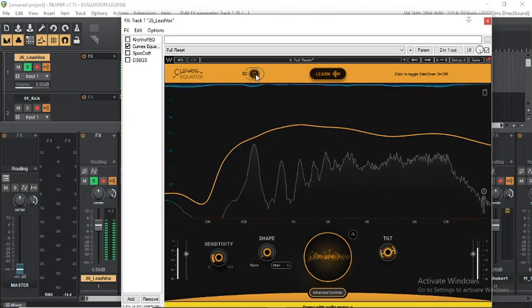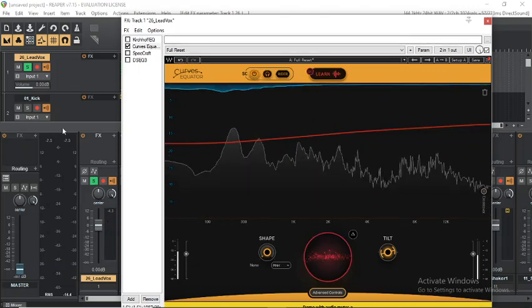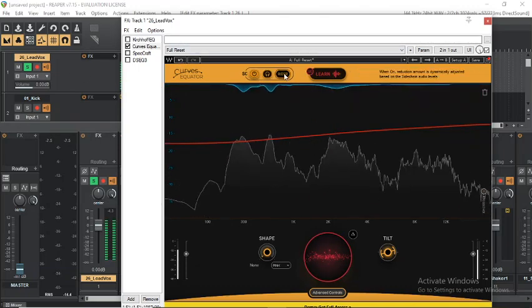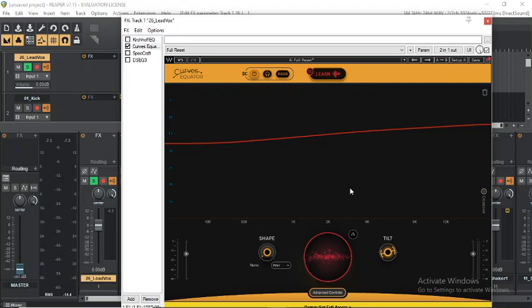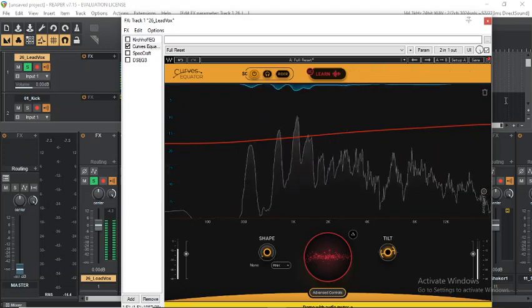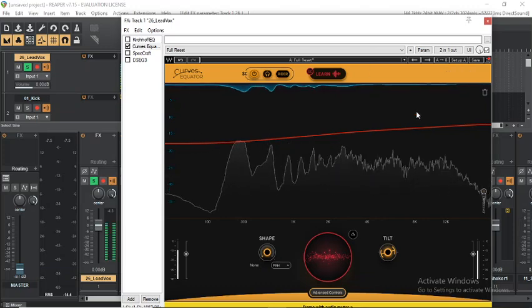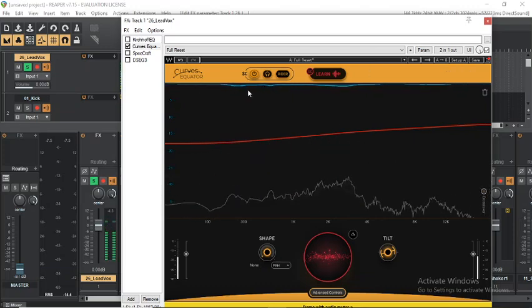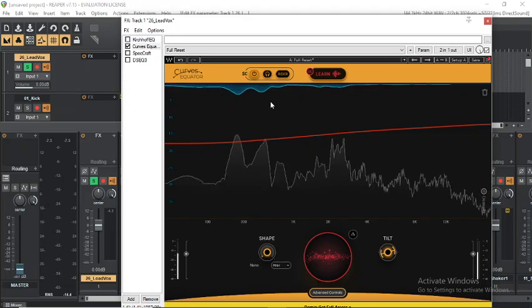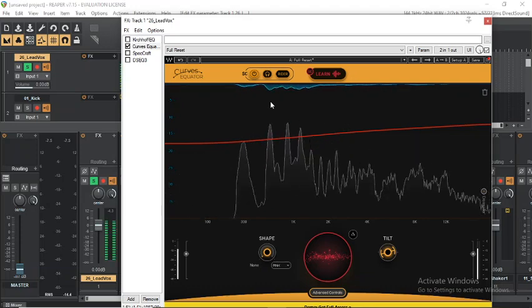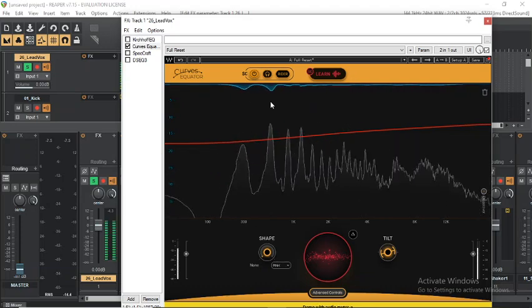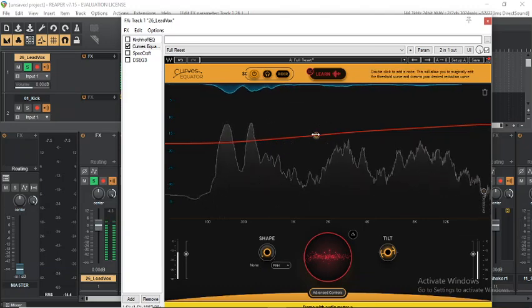You have the side chain, so you could put the side chain from another channel into that. And the sweet thing about it is, when you press learn, it's going to carve out the curve that it would suppress. It would take out the suppression. It's not like the Sonnox unmasker. It doesn't really unmask per se, but it would do a thing.